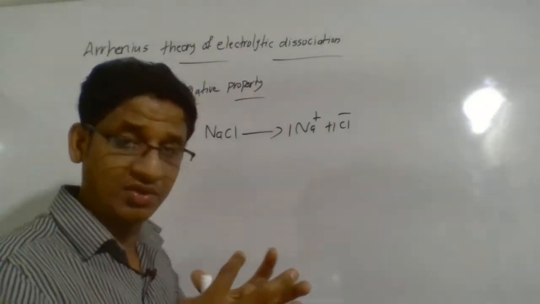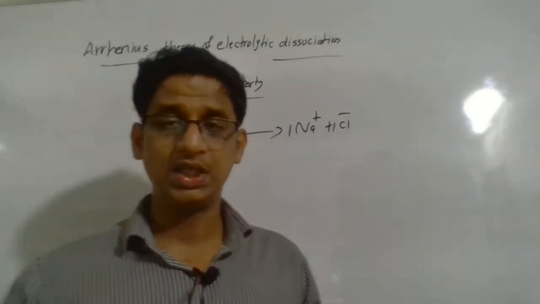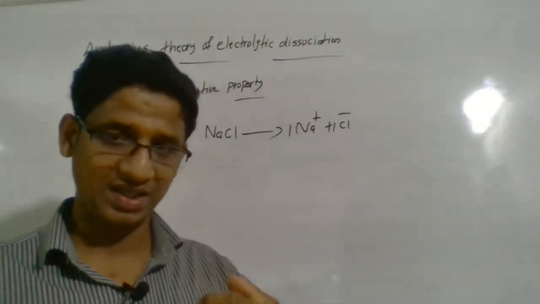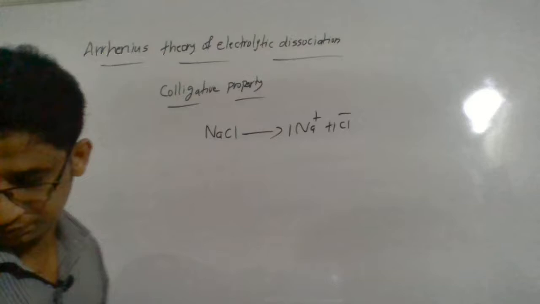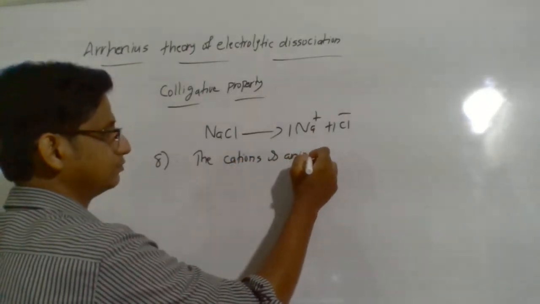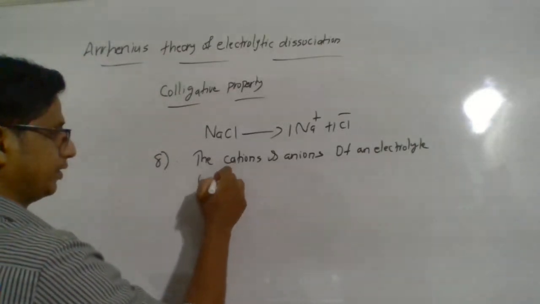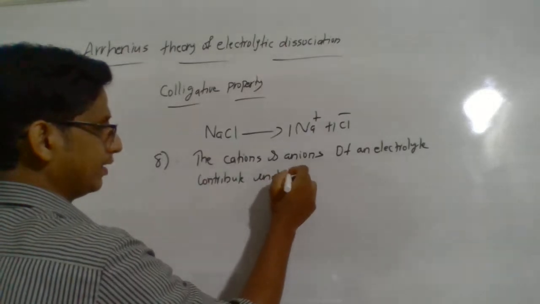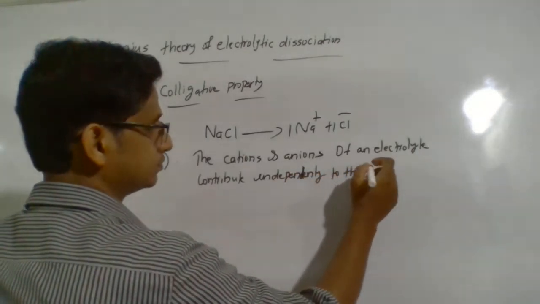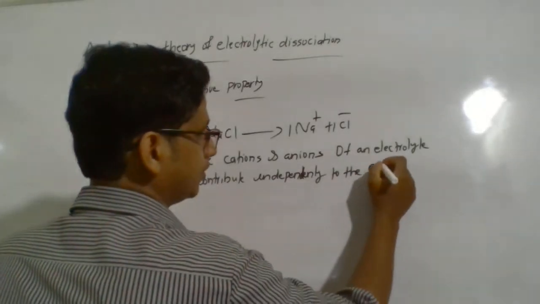So you can see it dissociates into independent ions, which means both cation and anion can contribute to the colligative property. That will change the colligative properties as well. So please understand that particular point, where electrolytes are dissociated into cations and anions, and they independently contribute to the colligative property. The cations and anions of an electrolyte contribute independently to the colligative property.